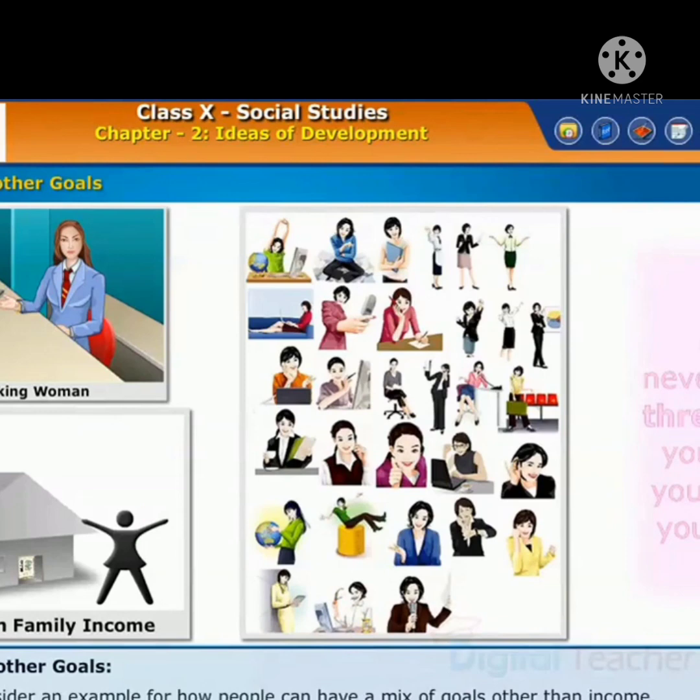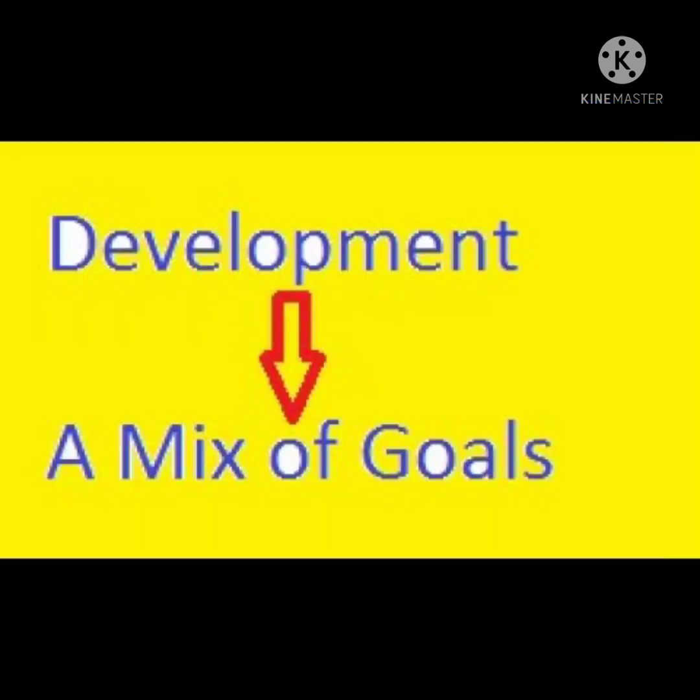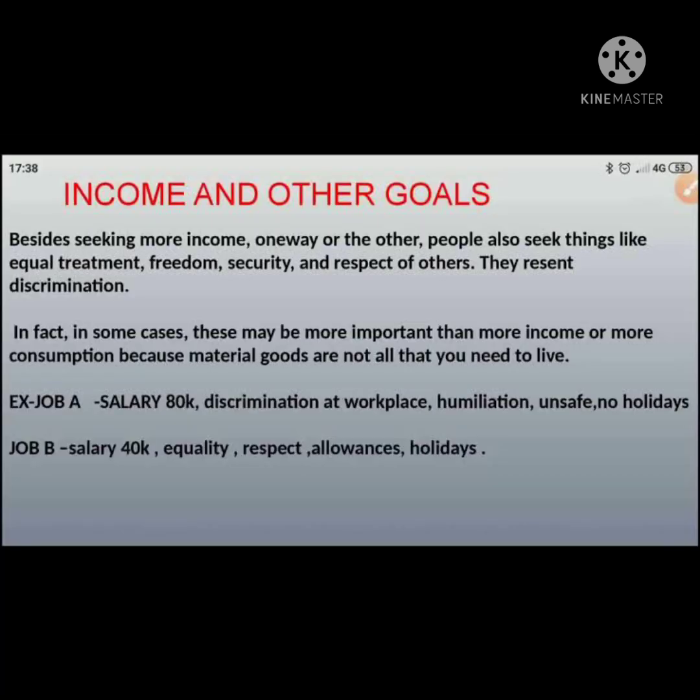So the developmental goals that people have are not only about better income but also about other important things in their lives. Okay, children, I hope you all understood the topic. Different people have different developmental goals, and whose development, and income and other goals.